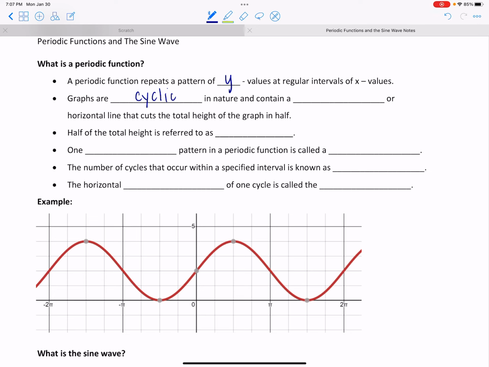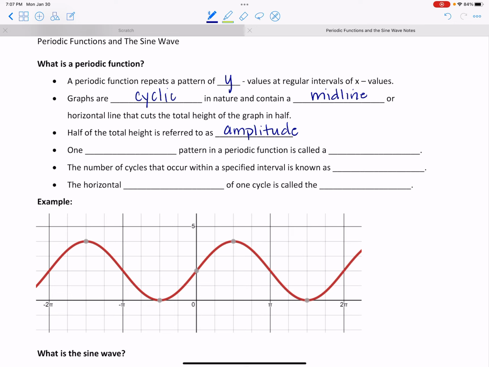And we say that those graphs contain what we call a midline. I'm going to show you what this is in the picture in just a second. But basically, it's going to be a horizontal line that cuts the total height of our graph in half. So we should be able to put a midline in there and see half of the height above it, half of the height below. And that half of that total height we refer to as the amplitude of our periodic function. That should make sense. You probably associate the word amplitude with height.